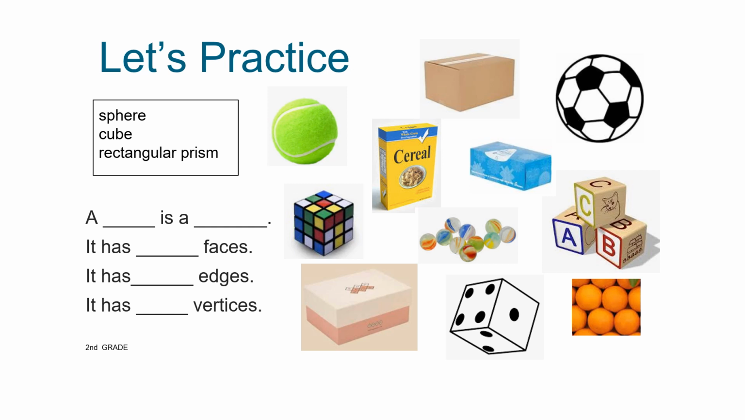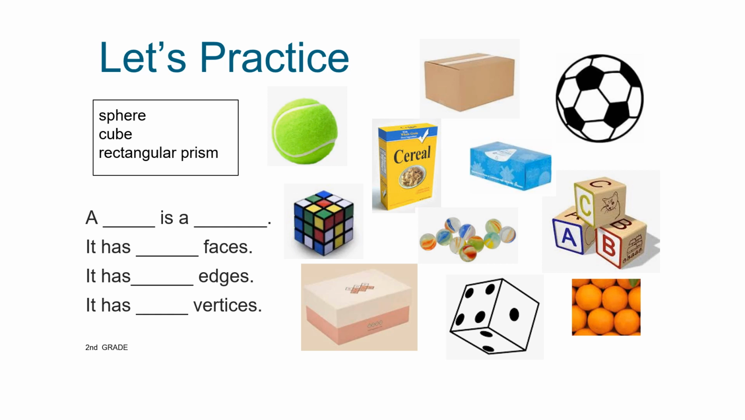Now, stop and think about the faces, edges, and vertices of a tennis ball. See if you can fill in each of these sentences. It has blank faces. It has blank edges. It has blank vertices. You try it. A tennis ball has 0 faces, it has 0 edges, and it has 0 vertices. How did you do?